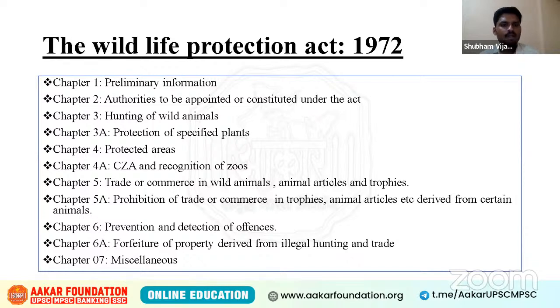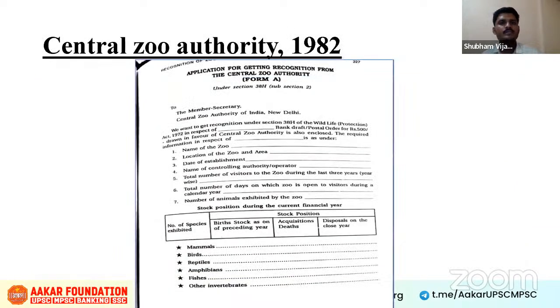Then Chapter 5, Trade or Commerce in Wild Animals, Animal Articles or Trophies. Chapter 5A, Prohibition of Trade or Commerce in Trophies, Animal Articles. Chapter 6, Prevention and Detection of Offenses. Chapter 6A, forfeiture of property derived from illegal hunting and trade. And chapter 7, all the miscellaneous things come under this chapter.